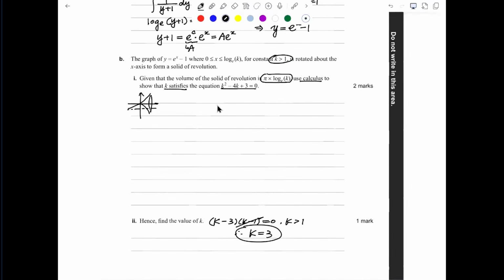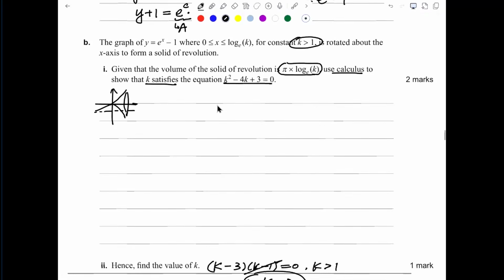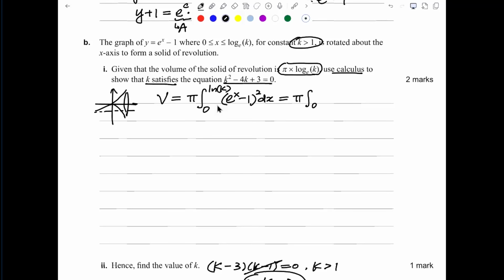But in terms of the volume formula here, firstly, it's pi integral from 0 to natural log k. And we've got y squared, which is e to the x minus 1 squared. I'll write pi integral from 0 to natural log k, e to the 2x minus 2e to the x plus 1 dx, something along this line. So I'll clearly show the integration process.